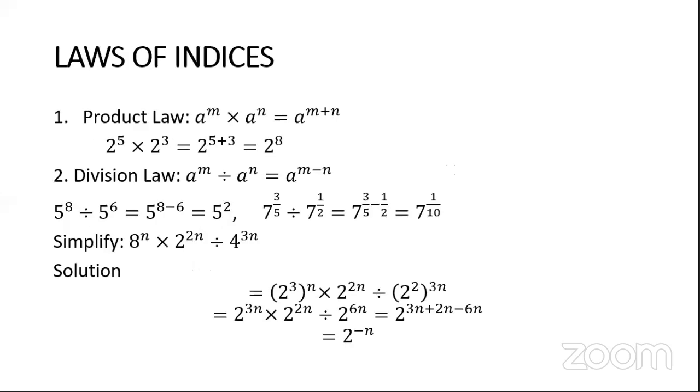So having known that, we have the product law: a raised power m times a raised power n gives us a raised power m plus n. So when you have the same base, you multiply by just taking a common base and adding the powers. That's what you have seen here. You can see 2 raised power 5 times 2 raised power 3. In that case, we have 2 raised power 5 plus 3. So that's just the simple law that we can look at in that particular one.